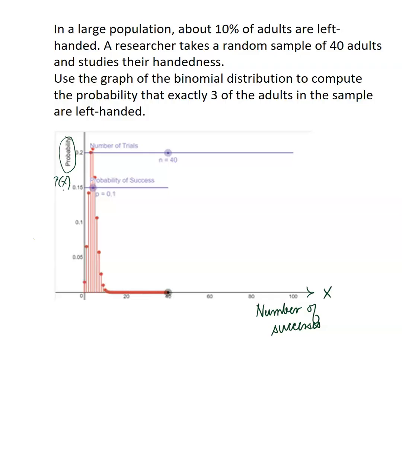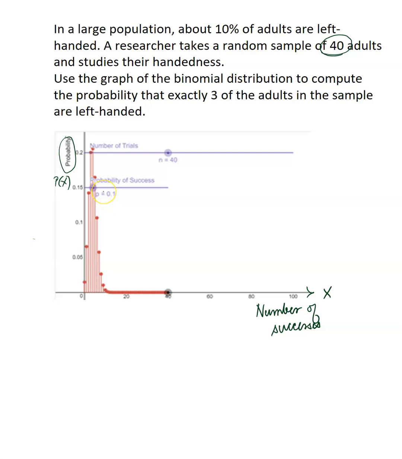But because this is more animated, what they've given us is, you see on top, it says the number of trials, and you have the slider bar. So it says n equals 40. So it's fixed at 40. If you slide it accordingly, you'll get a different graph and so on, right? So you want to slide it to 40 because our sample is of 40 adults.